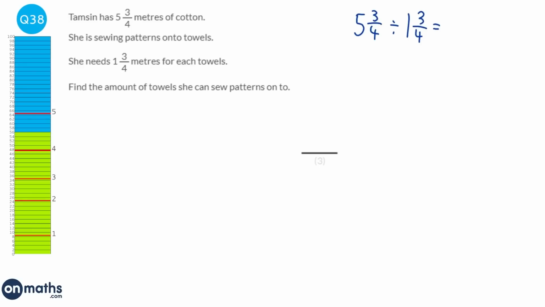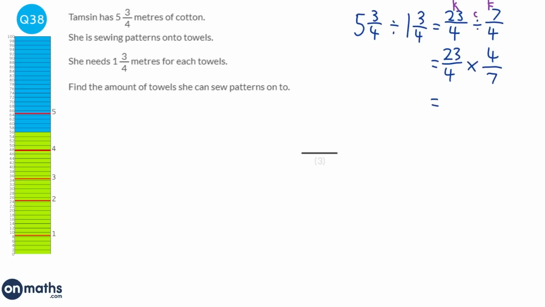So we times the 5 by the 4 and add it to the top, which will be 20, and then add it to the top 23, and then do the same. 1 times 4 is 4, plus it to the top is 7 over 4. Now a little trick here is KFC. We keep the first fraction, we flip the second fraction, and we change the divide sign to a time sign. So we're going to keep this first fraction as it is, change that divide to a times, and flip the second fraction.